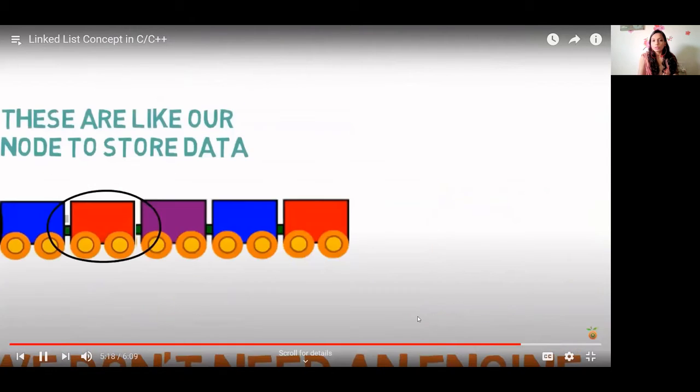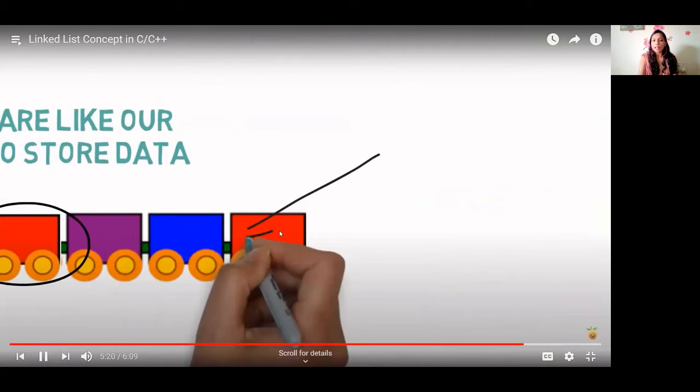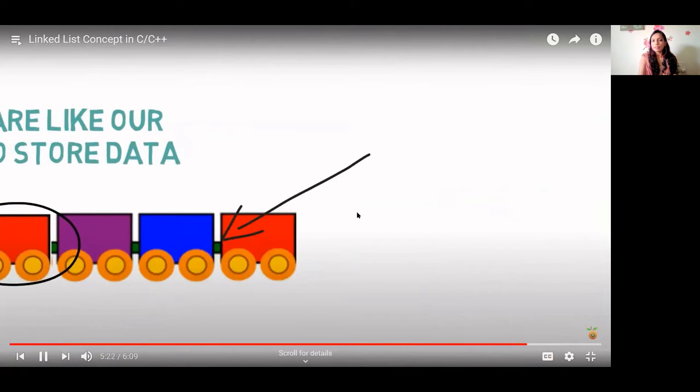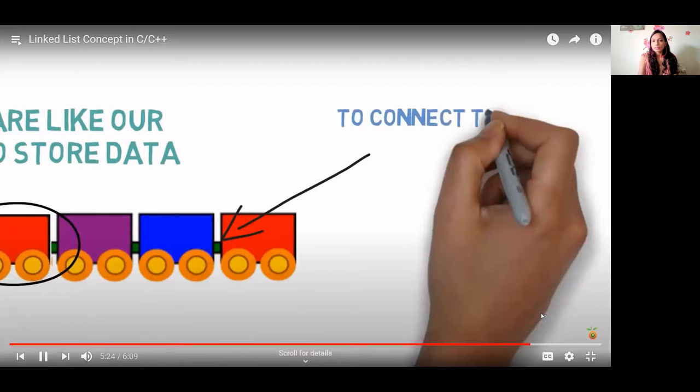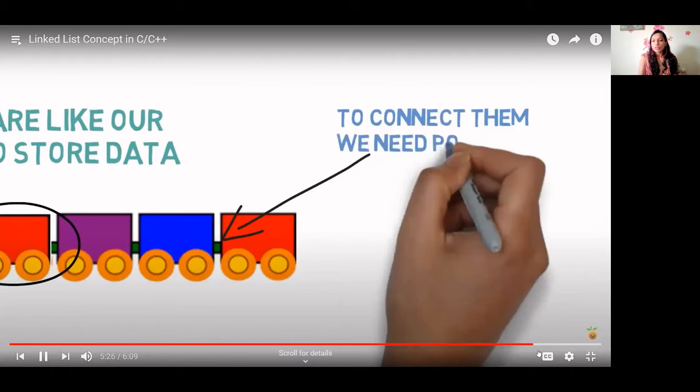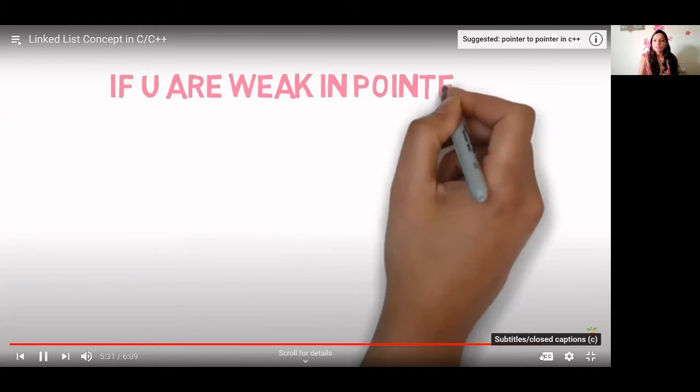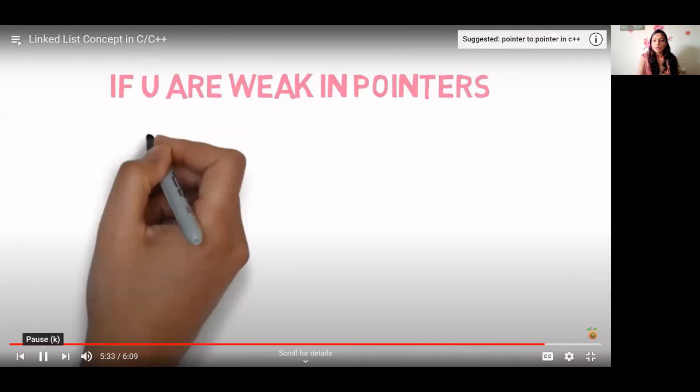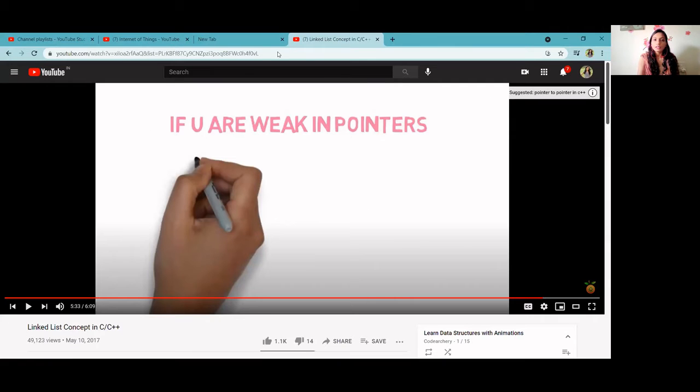So in a train also, these are like your nodes. And the last node, after this, null will come. So to connect them, we need some pointers. So I think you remember, now at least you got an idea of what a linked list is. Did you understand? If you have any doubts, you can ask, otherwise I'll continue.